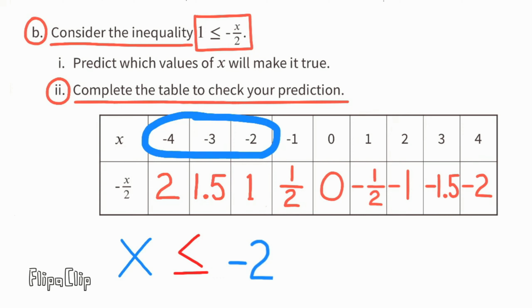Look underneath the negative 4 on the chart. There's a 2. So now we can say 1 is less than or equal to 2. And since that's true, our prediction was correct.